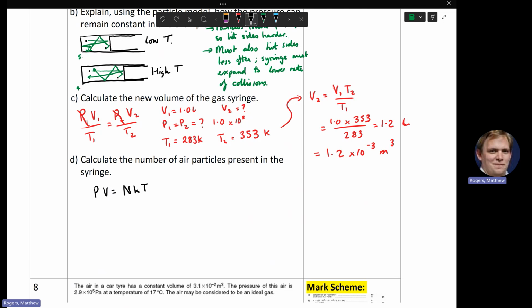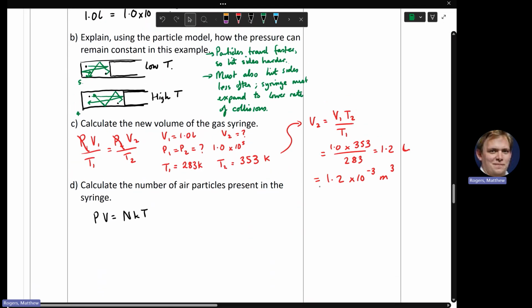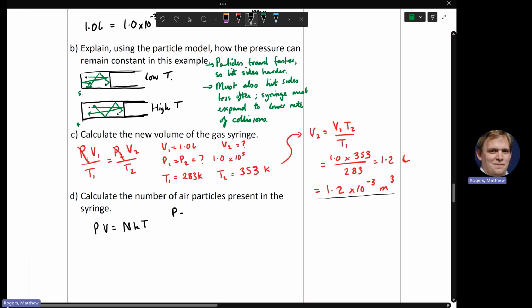I can pick either the initial or the final state. It doesn't matter too much which one I pick, but seeing as V2 was a calculated value, it's probably better to use the original values. So the original pressure was 1.0 times 10 to the 5 pascals. The original volume was 1.0 times 10 to the minus 3 meters cubed. This is going to have to be in meters cubed if we want to get the right units. And the initial temperature was 283 Kelvin.